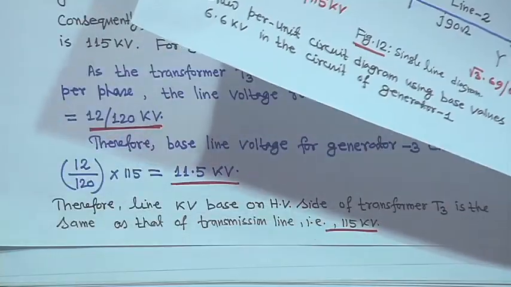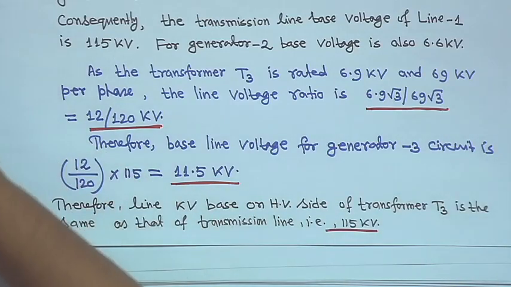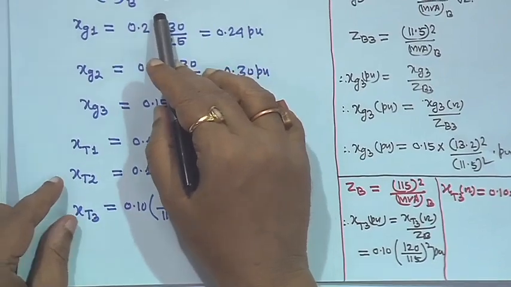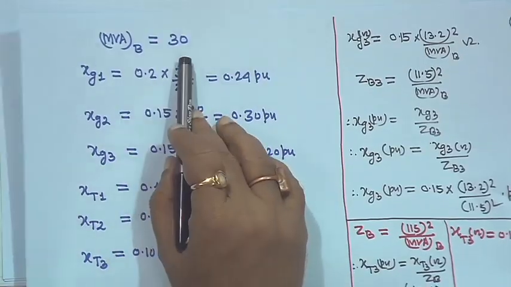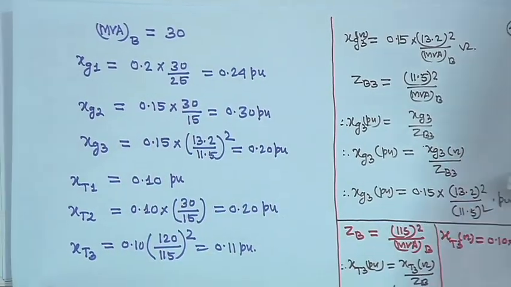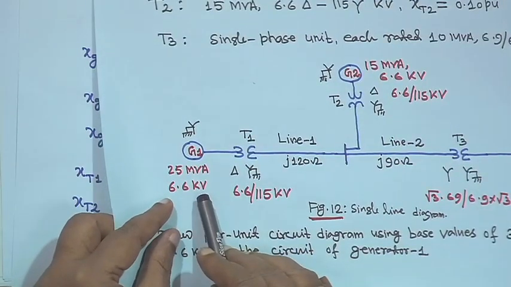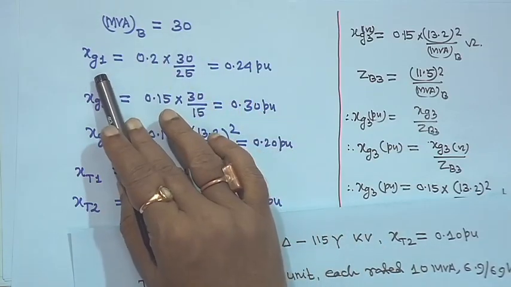So, once this is done, as the MVA base is given as 30, generally the base MVA does not change throughout. So the MVA base is 30, but the first generator's rating is 25 MVA, with a base voltage of 6.6 kV. That means the reactance will change in proportion to the ratio of the base MVA.